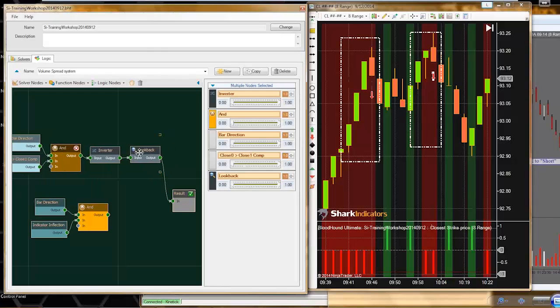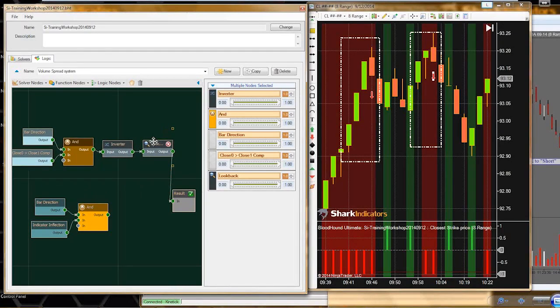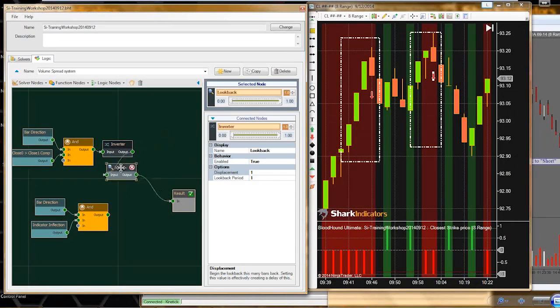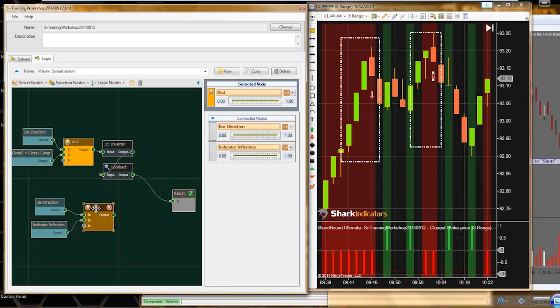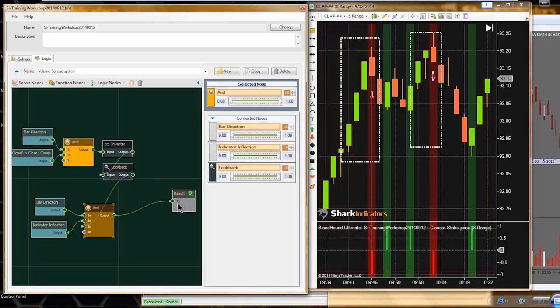So now what I need to do is join these together. So I can actually just take this and plug it into that AND node and do like so.